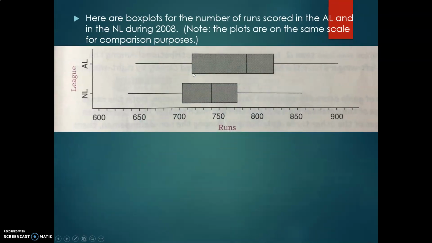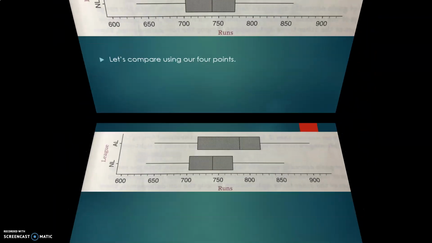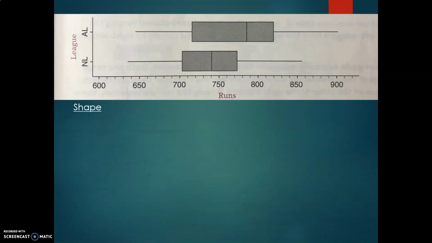So we're going to look at these box plots. These are AL and NL from 2008, and they're on the same scale, so they're easier to see. We're going to look at the four different things to determine what would be a good comparison of these two box plots. Our first one, starting with the S, is shape.